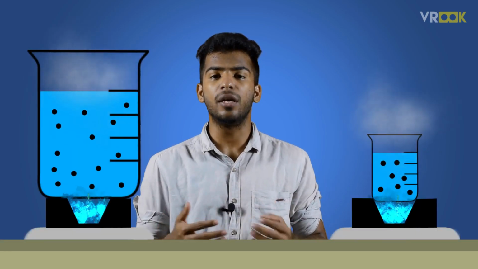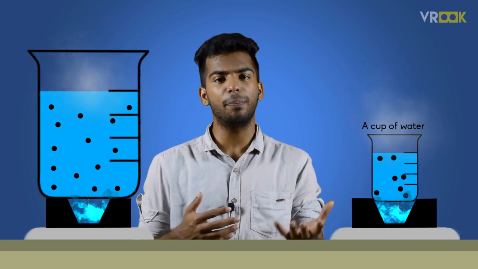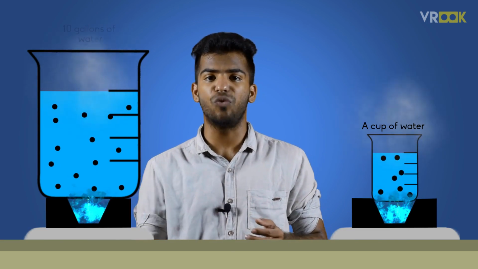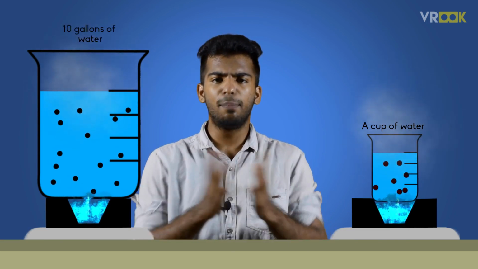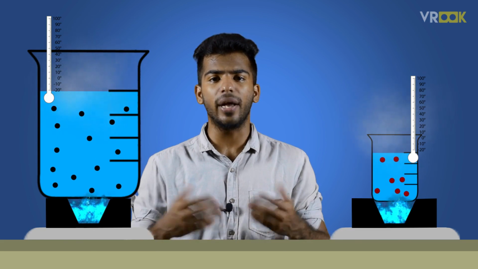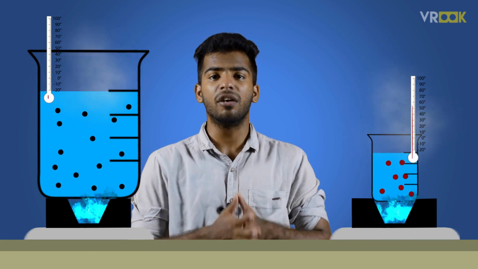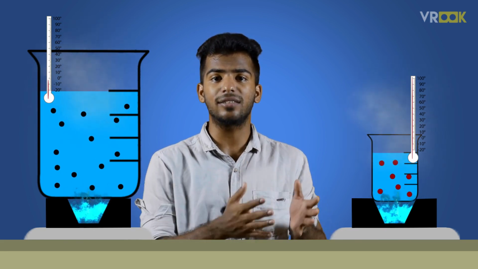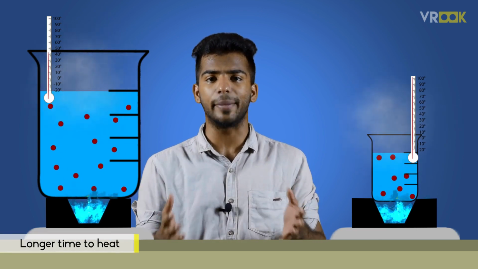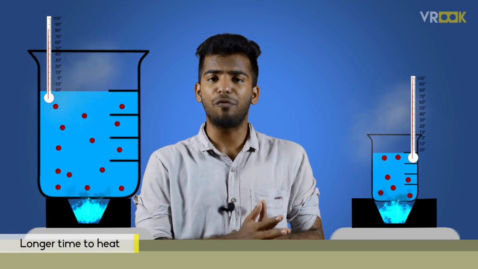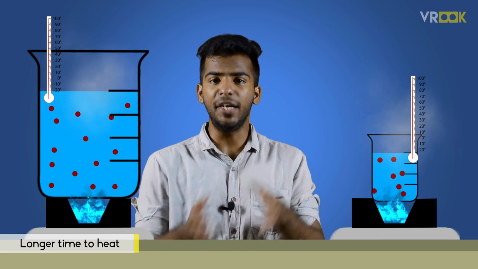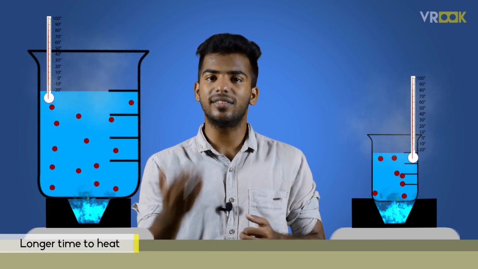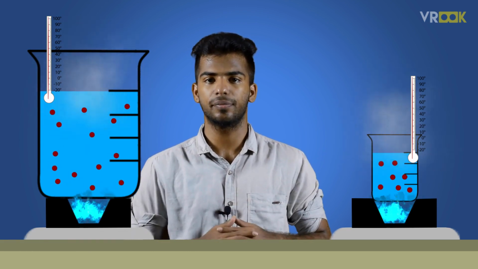As an example, consider the difference between boiling a cup of water in one beaker and 10 gallons of water in another beaker. Both samples of water will boil at the same temperature, but you will have to heat the 10-gallon sample for a much longer time, because you have to put more heat energy into the big sample to get the same change in temperature.